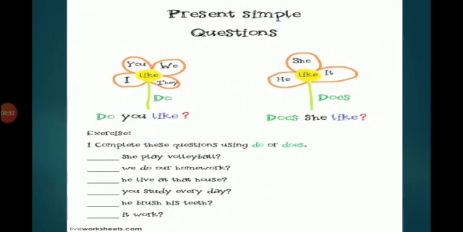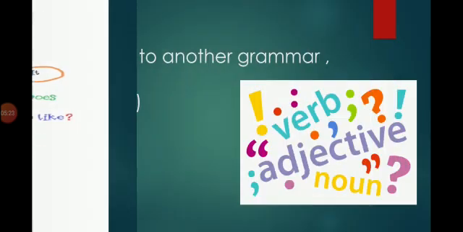You study every day. You here. What can I use with you? I can use do with you. So, do you study every day? He brushed his teeth. The noun here also is he. So with he I use does. Does he brush his teeth? The last one, it work. What comes with it? Does. So, does it work? So I make sure that with you, we, I, they, I use do. With he, she, it, I use does.